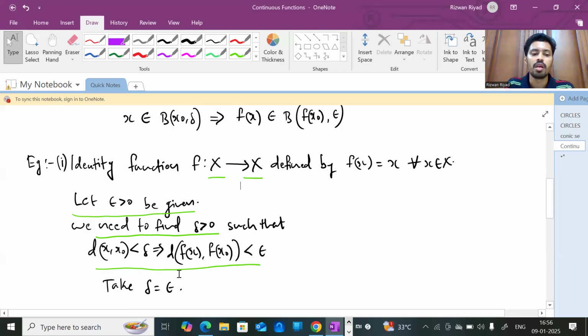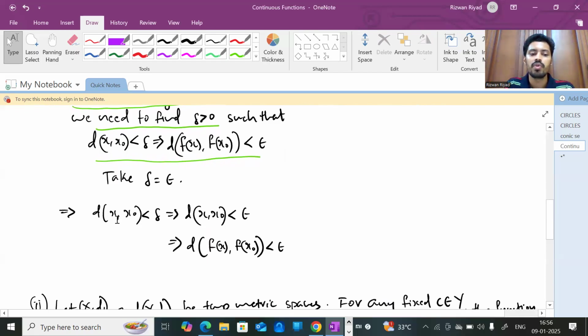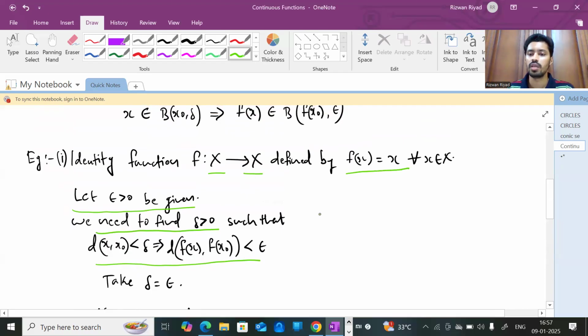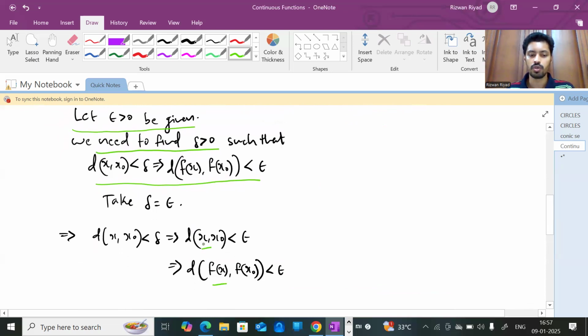Let's see how that condition is satisfied if you take delta equal to epsilon. That means the distance d of x comma x naught less than delta implies d of x comma x naught less than epsilon, because we have taken delta equal to epsilon. So less than delta means less than epsilon. That means d of f of x comma f of x naught less than epsilon, because x is f of x and x naught is f of x naught. That's how we defined our function: f of x equal to x only. So f of x naught is x naught itself. So instead of x you can write f of x, and instead of x naught you can write f of x naught. That is what we need to prove. This will happen for any epsilon greater than 0.